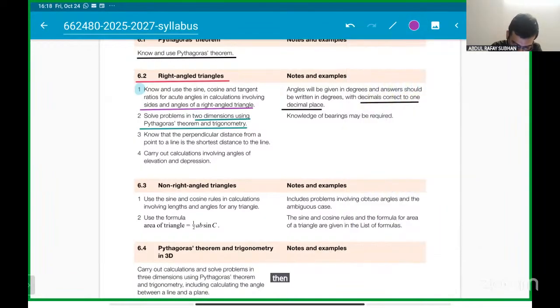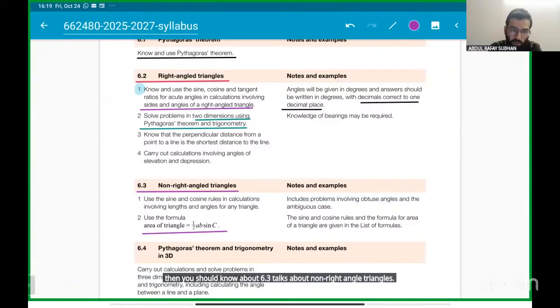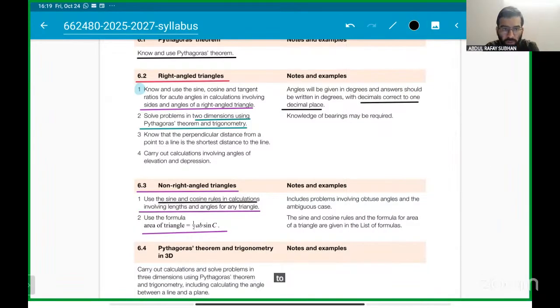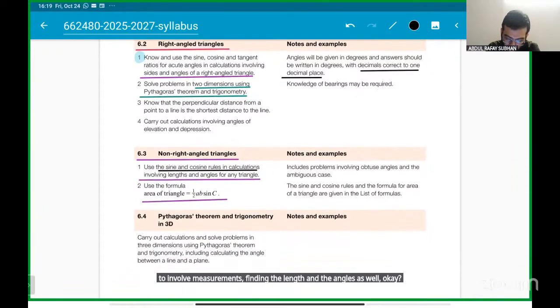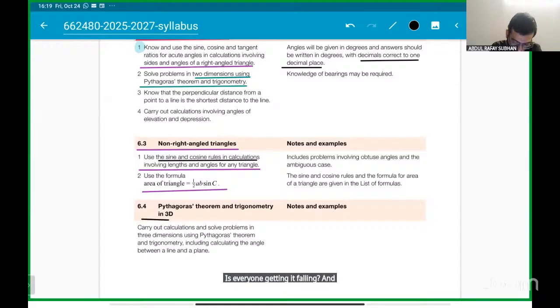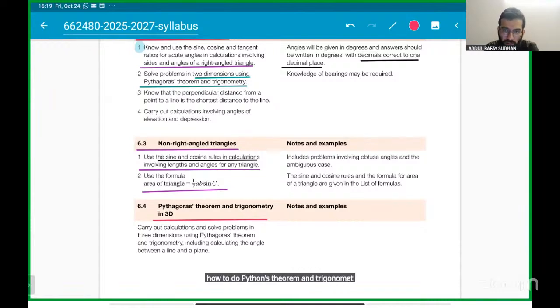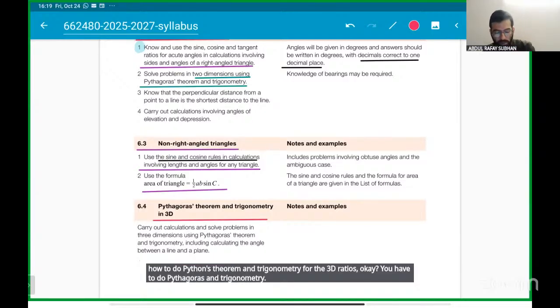Then 6.3 talks about non-right angle triangles. Use the formula area of the triangle equals half ab sine C, and how you will apply the sine rule and the cosine rule to find lengths and angles as well. Is everyone following? And then we have 6.4, a 100% important topic: how to do Pythagoras theorem and trigonometry for 3D problems.